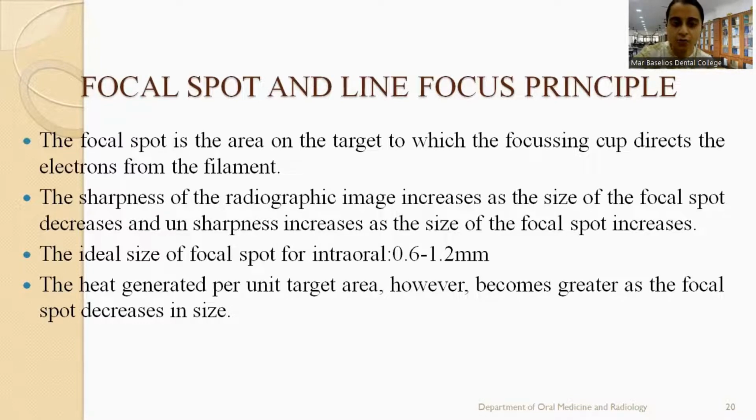Now, how sharp your image is depends on the size of the focal spot. As the focal spot size increases, the sharpness reduces, and the image becomes unsharp. The ideal size of a focal spot is 0.6 to 1.2. So the main idea is that you should keep the focal spot size as small as possible.